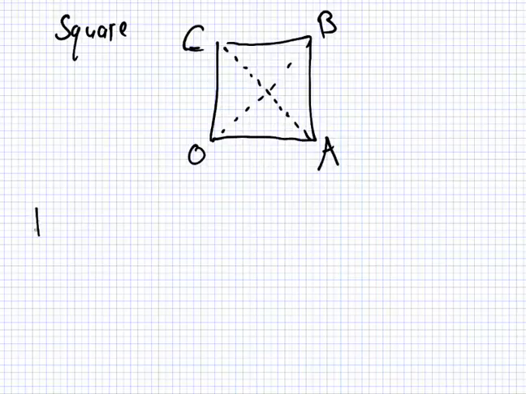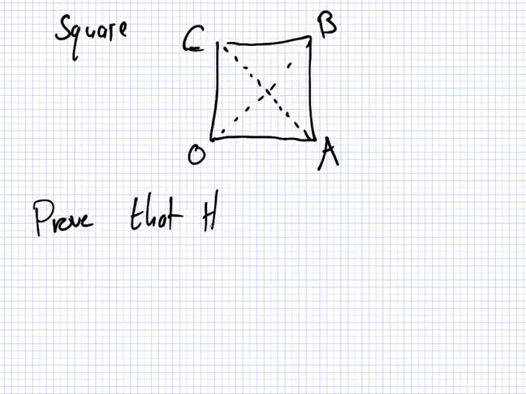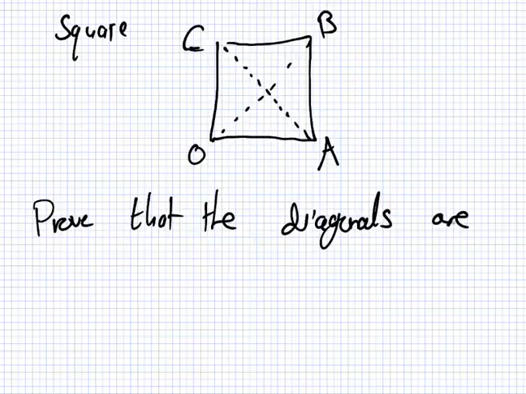So anyways, we have a square, and it's like prove that the diagonals are perpendicular.